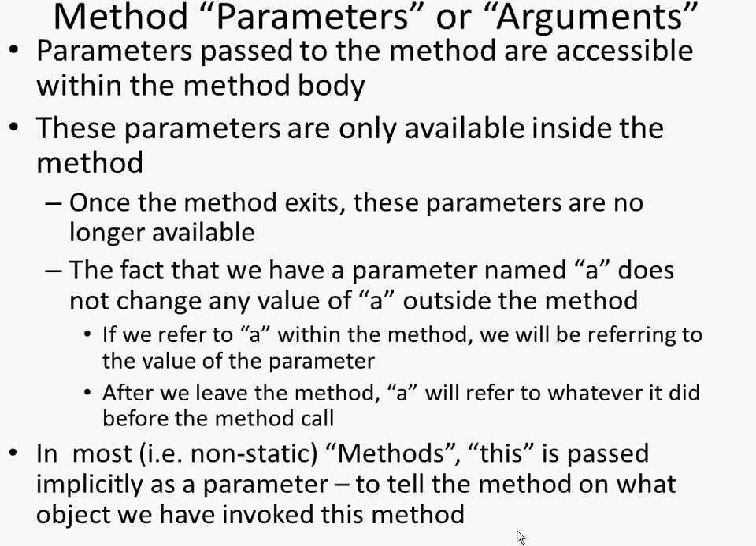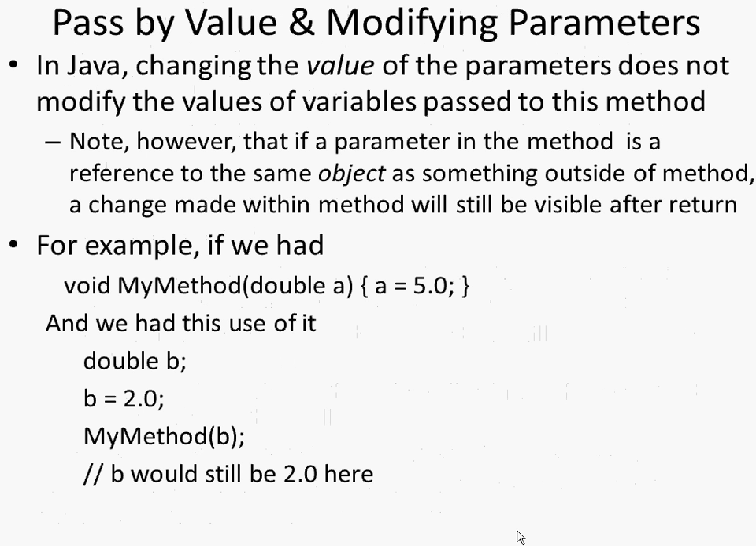That's what's passed implicitly to is infected. Okay. So in Java, if we have a method called my method, and it takes in a parameter A and assigns five to A, that doesn't change anything in the outside world. So if we had some value B outside, and we call my method with the value B, it doesn't modify B in any way. It's actually passing the value of B.